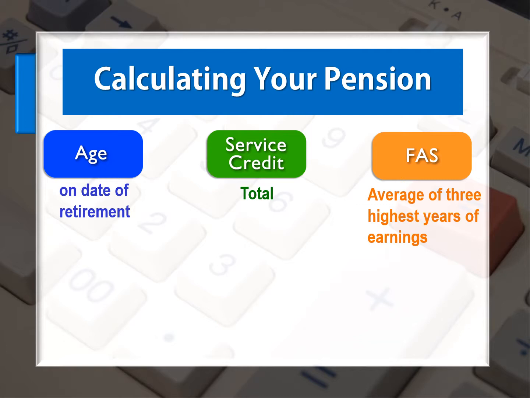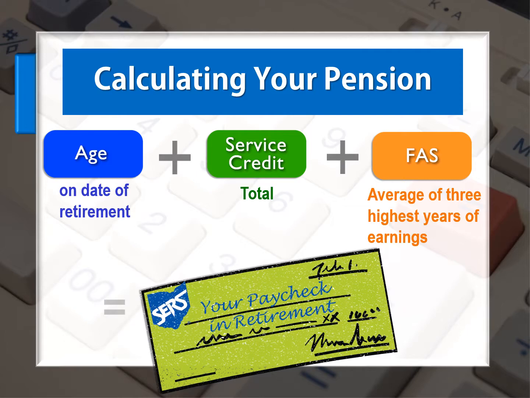You should also know that payments for severance, unused sick leave, and unused vacation time are not included in the calculation of your FAS. So your age, total service credit, and FAS equal your paycheck in retirement. Now that you've got the basics on how we calculate a pension, let's talk about you specifically.